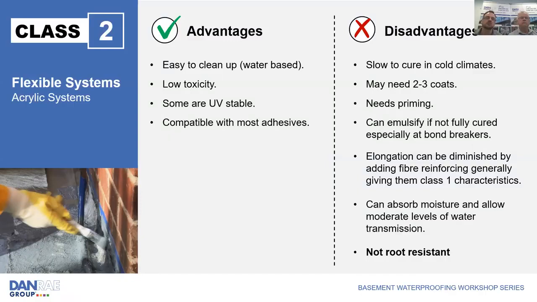So what we'll cover here is a few examples and the advantages and disadvantages of a couple of types of membranes. The class 2 flexible systems are generally like a paint-on liquid. The advantages of these are low toxicity, so low VOC membranes. They're quite easy to clean up as well. But generally speaking, a water-based membrane we wouldn't recommend for a below ground basement situation. You want to add to that, or?